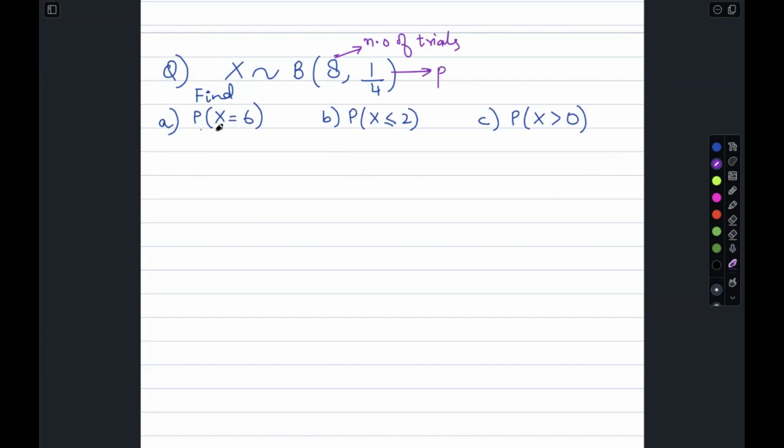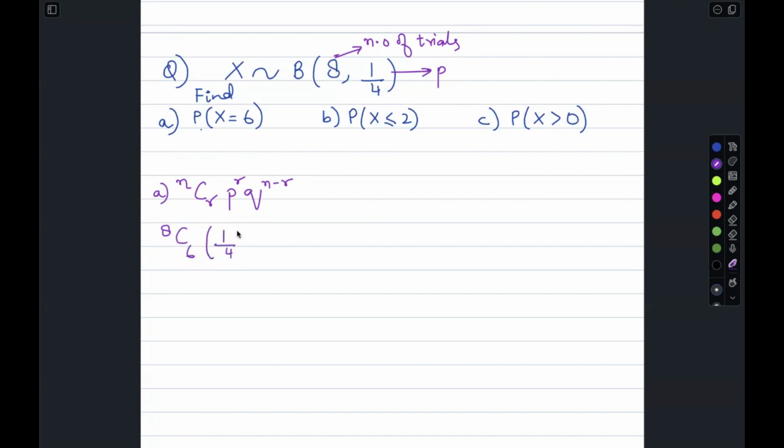Now in part A, we have to find X equals 6, or we get 6 successes out of the 8 trials. We know that the formula for a binomial distribution is nCx, or we can write it as nCr as well, times p to the power r, where r is the number of successes, and q to the power n minus r. So we can write it as 8C6, as we have to find X equals 6.